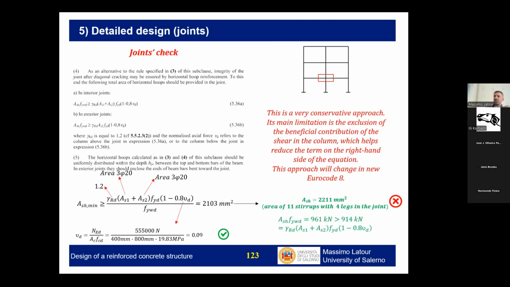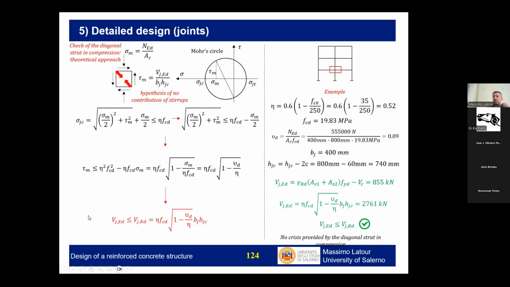My suggestion, if you are designing according to the current version of Eurocode 8, is to use this other criterion, which is an alternative to the previous one. It is based, for the design of joints, on the check of the strut and tie mechanism in terms of stresses. It comes just from the stress analysis of a joint, so it's possible to check the diagonal strut in compression.